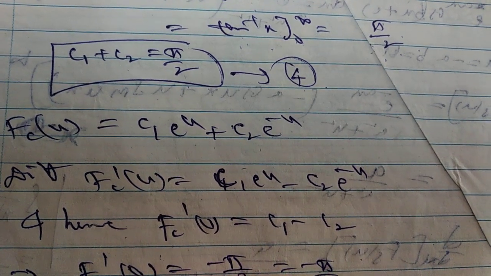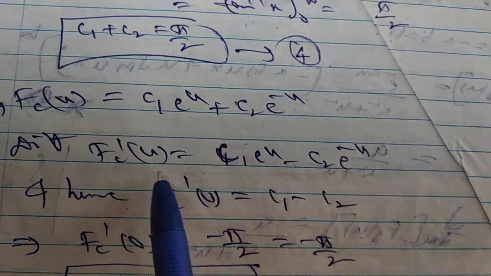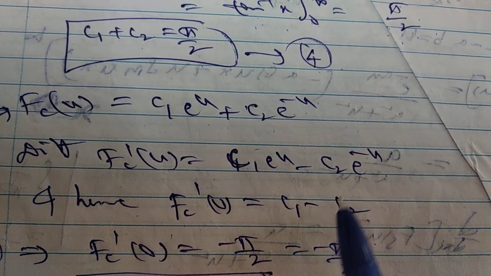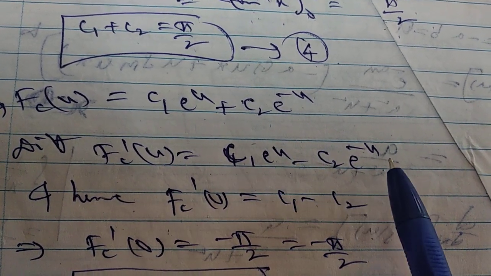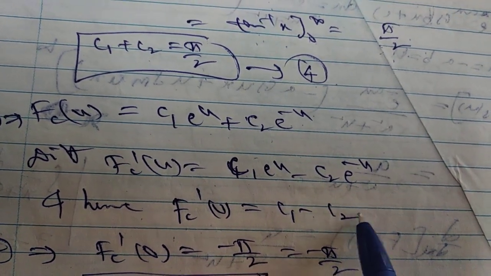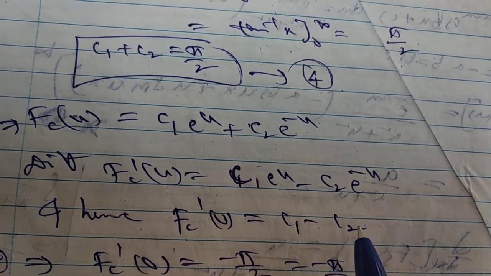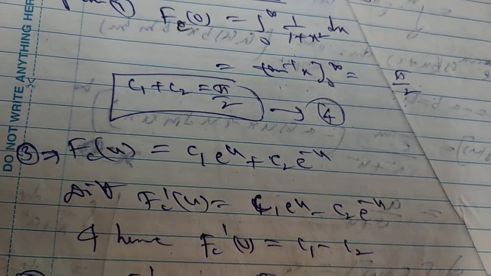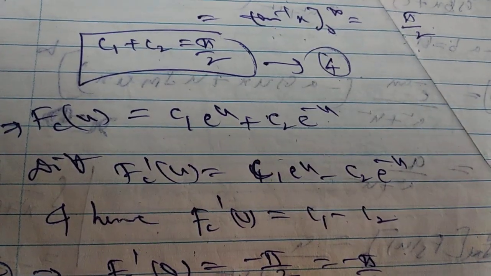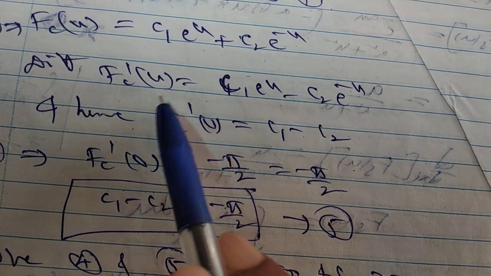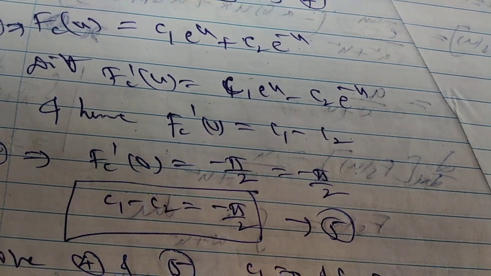Now you have to substitute u is equal to 0 here. What happened? f dash of 0, with u is equal to 0, is C1 minus C2, because e power of 0 is 1 and e power of minus 0 is also 1. Therefore f dash of 0 is equal to C1 minus C2. So equation 2 implies, what is equation 2? f dash of 0 is equal to C1 minus C2. So we want the f dash of 0 value.